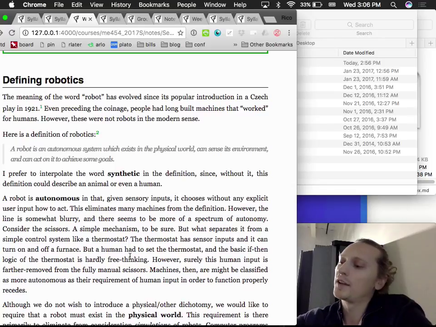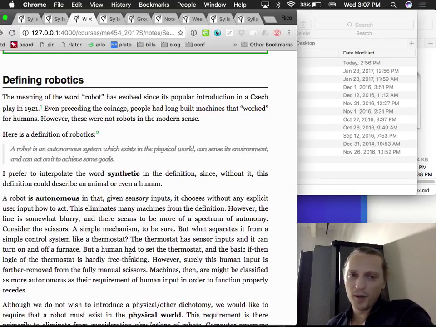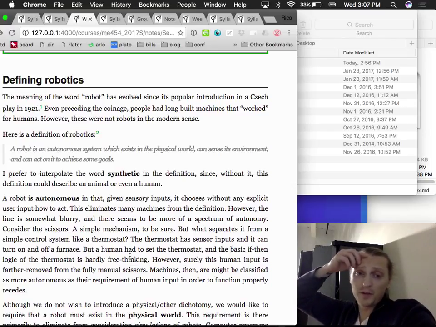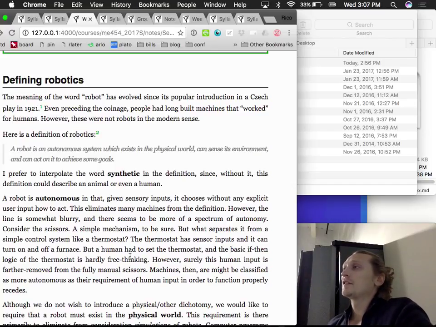I have a qualification on this, but it's not bad. A robot is an autonomous system which exists in the physical world, can sense its environment, and can act on it to achieve some goals. However, it's a little unclear if that definition would include animals or humans as well. So I like to interpolate the word synthetic: synthetic autonomous system, because an animal or a person can have autonomy as well. It's kind of pedantic, but I think it's important to use good terminology.